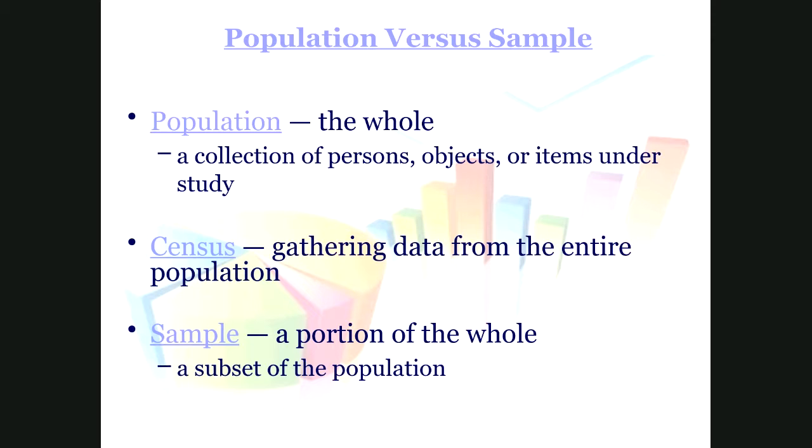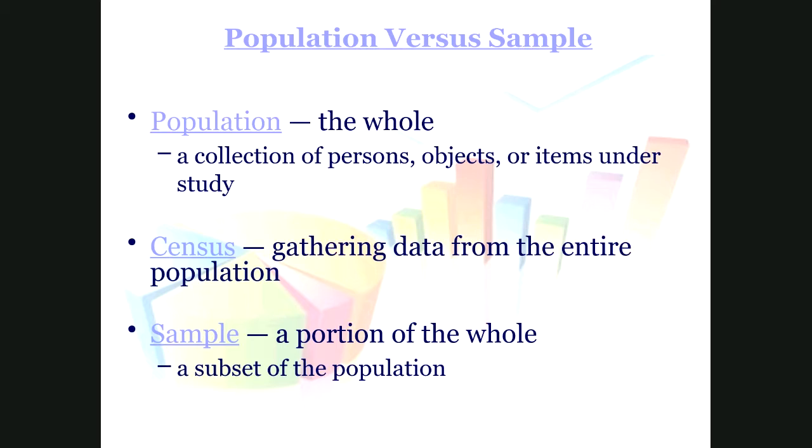So we then have a population versus a sample. The population, as I explained earlier, is the whole. It's the collection of persons, objects, or items under study. So you want to study a particular bird. Say you want to study sparrows, a particular species of sparrows. That is the whole population that you want to study.